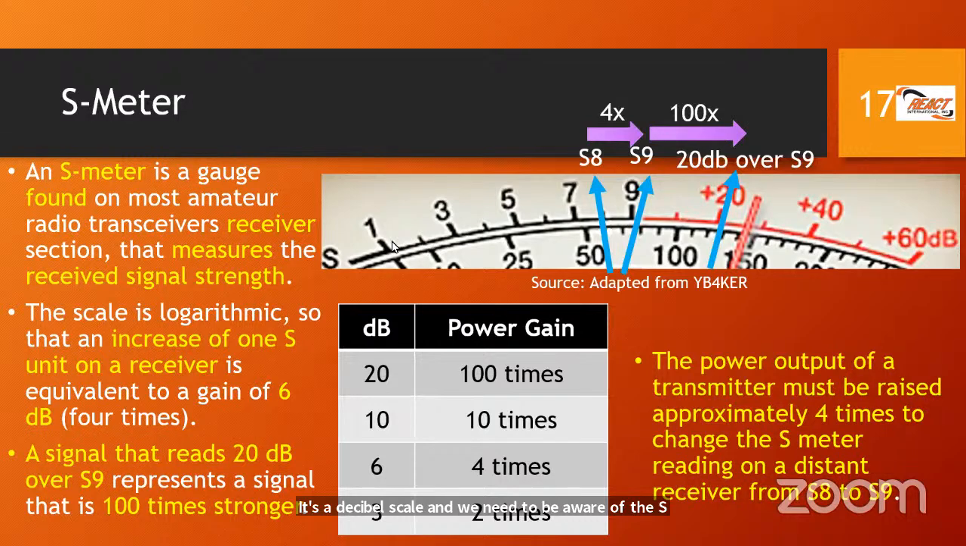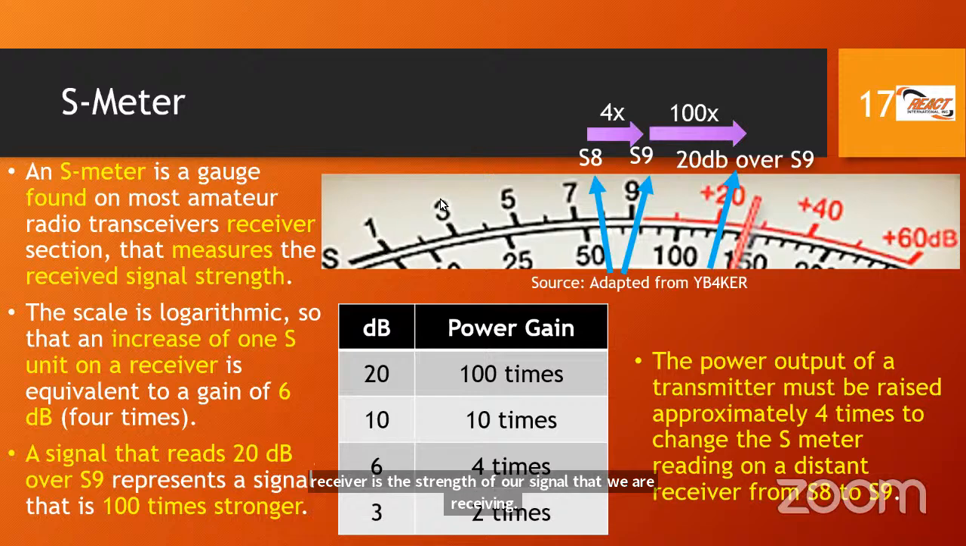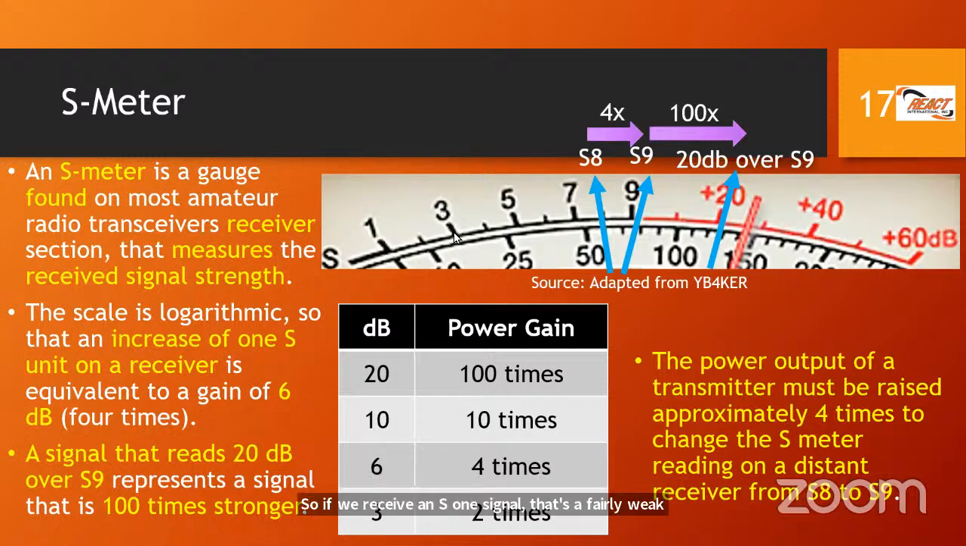What an S meter measures for our purpose on a receiver is the strength of the signal that we are receiving. If we receive an S1 signal, that's a fairly weak signal. If we receive an S3, it's still fairly weak, but stronger. Everything is relative here when we say weak and strong. So 5 is stronger, 7 is stronger, 9 is pretty strong, and then you have 20 over 9 or plus 20. This is decibels we're talking about here: 9 dB, plus 20 over 9 dB, plus 40 over 9 dB, plus 60 over 9 dB. So this measures the receive signal strength.